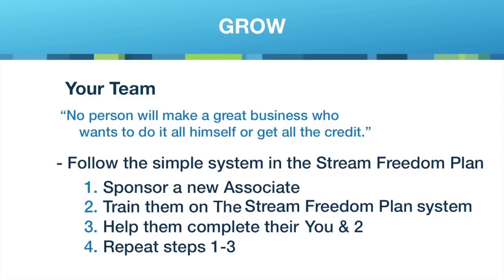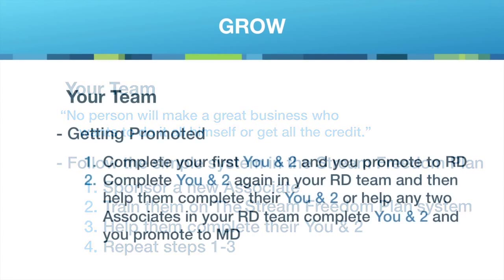And we've got a simple, proven system for you in the Freedom Plan. Understand, the Freedom Plan was written by the top money earners in the company. So it is a step-by-step layout of what you need to be doing to be successful in our company. Number 1, sponsor a new associate. Number 2, train them on the Stream Freedom Plan system. And then help them complete their UN2. And then you just repeat that process over and over and over again. It's as simple as that.